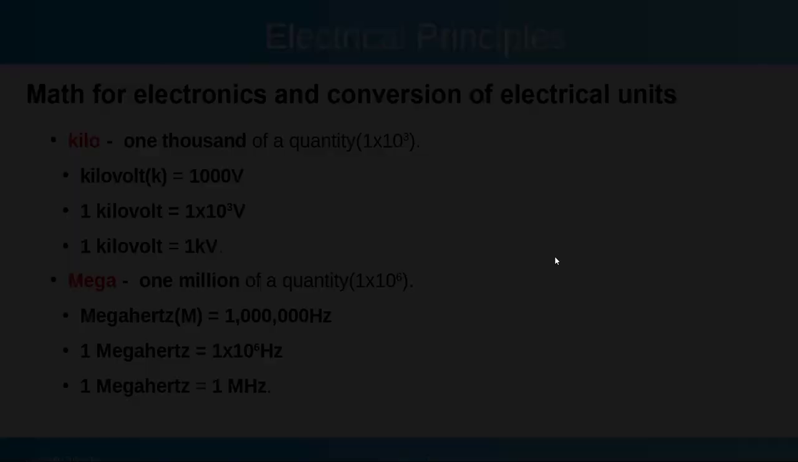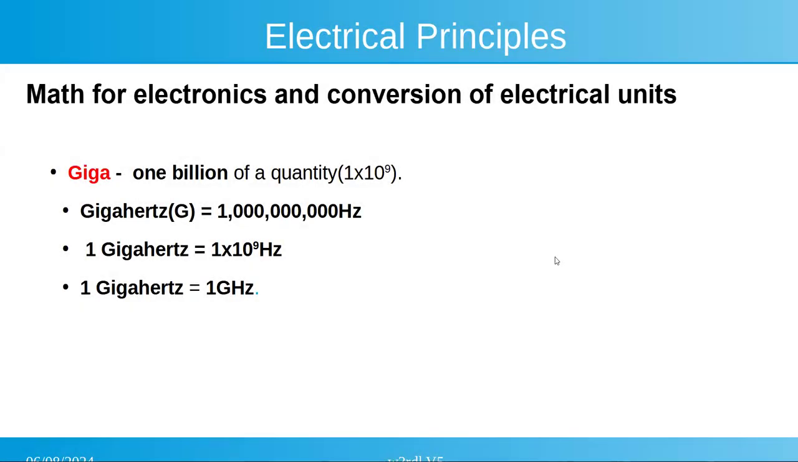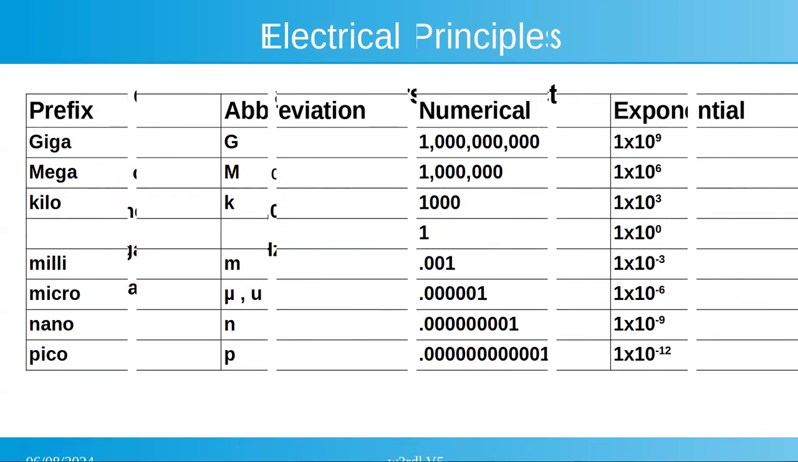Next, we have a giga. And normally we talk in cycles, so we have gigahertz. Your cell phones operate at 2.4 gigahertz or 5 gigahertz. And we use a capital G there also to represent gigahertz. Now, this is just a chart showing all of them together.